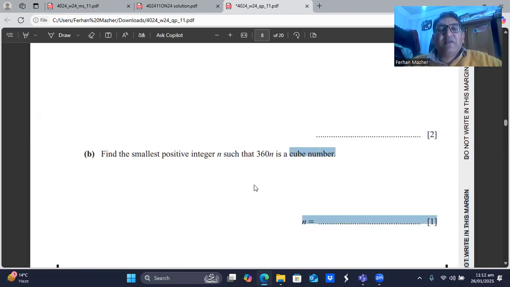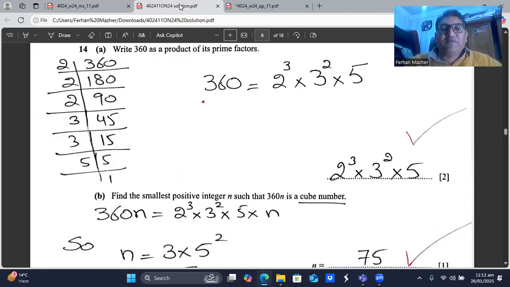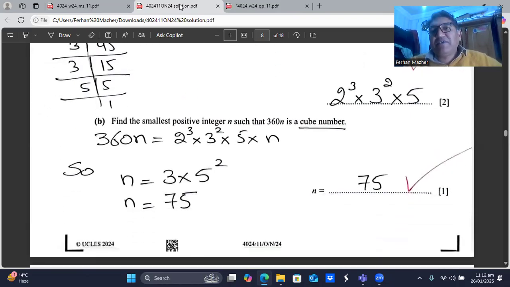So it's a cube number. In the cube number, you know what happens? Every factor should have a cube on it, or a multiple of 3. The power must be a multiple of 3. So you have 360n. So this is 2 raised to power 3, this is good. Into 3 to the power 2, this is not good. Into 5, this is also not good. Into n. So the n must be such that it makes them also have a power which is a multiple of 3.